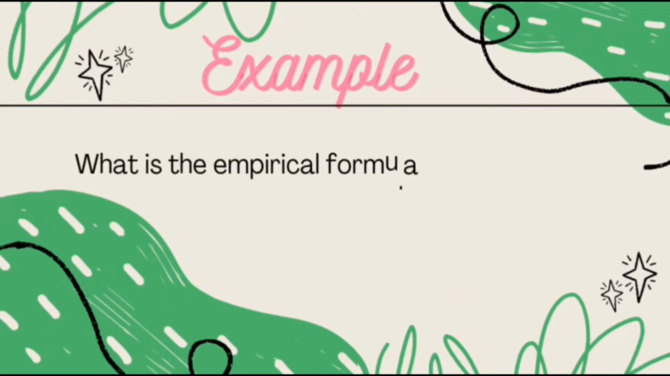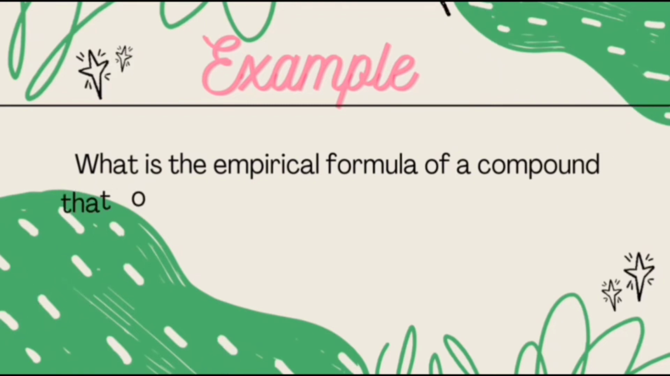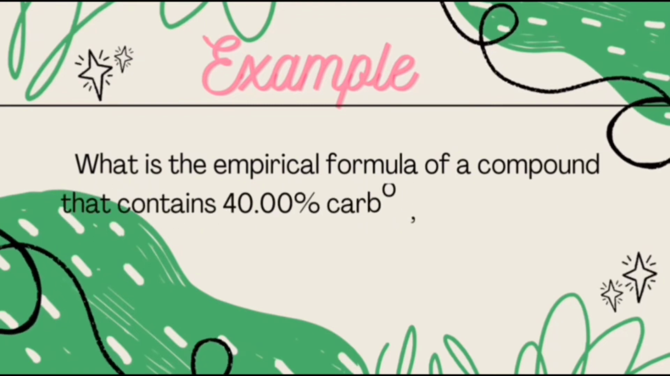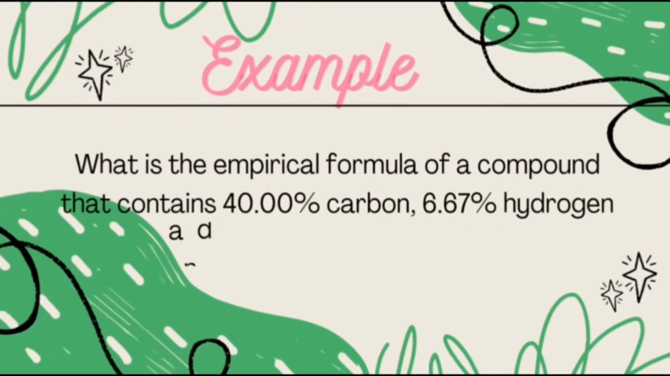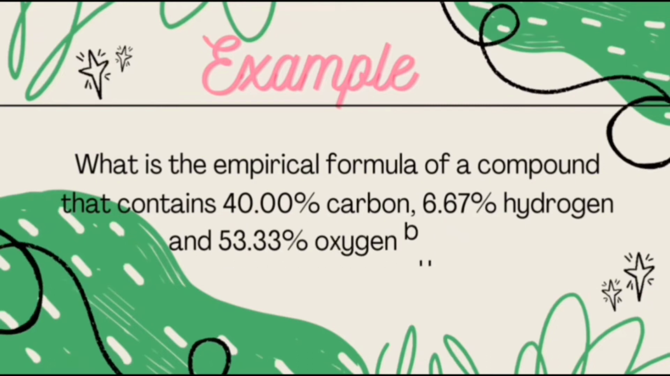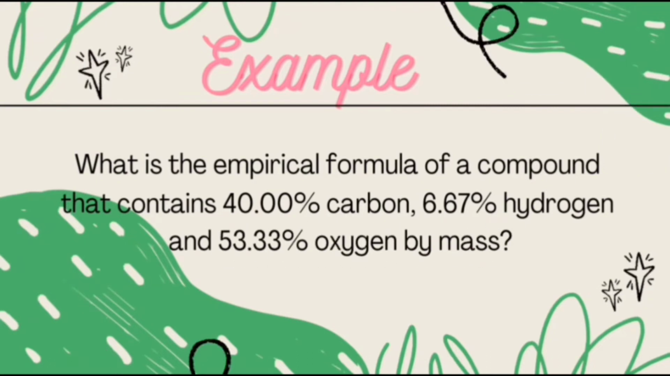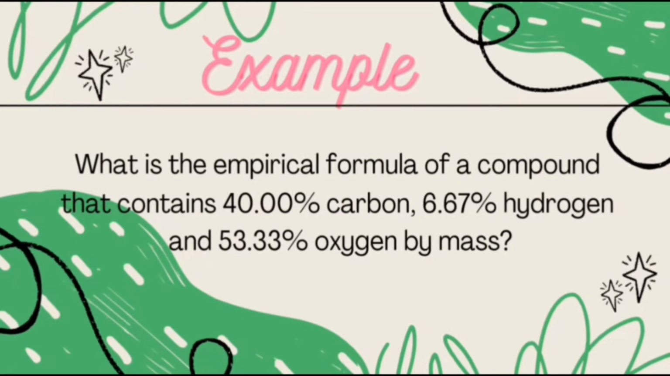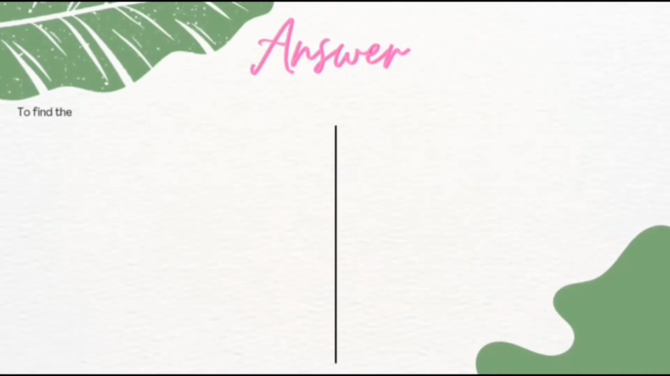What is the empirical formula of a compound that contains 40% carbon, 6.67% hydrogen, and 53.33% oxygen by mass? To find the ratio in moles, you need to divide by the relative atomic mass of each element.